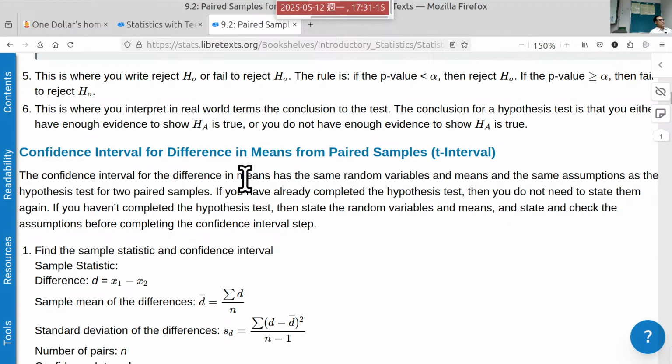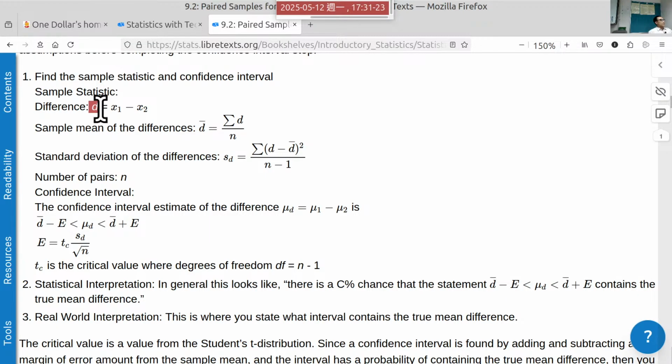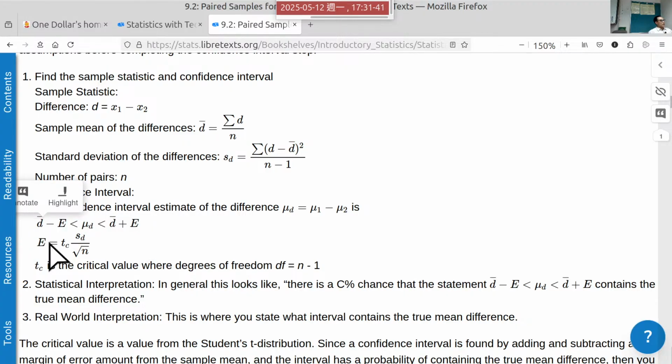Confidence interval for differences in means from a paired sample t interval. The formula will look like this. Difference x1 minus x2, same mean of the differences, number of pairs. And the confidence interval estimate of the differences is this one: d bar minus E smaller than mu d smaller than d bar plus E. And the E is this one. We did similar work last week.